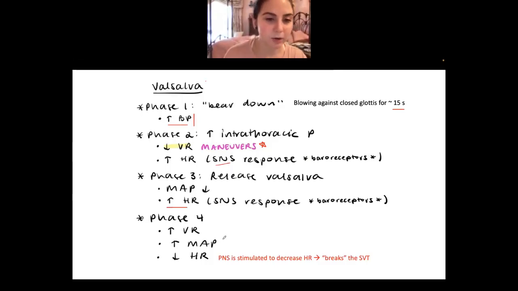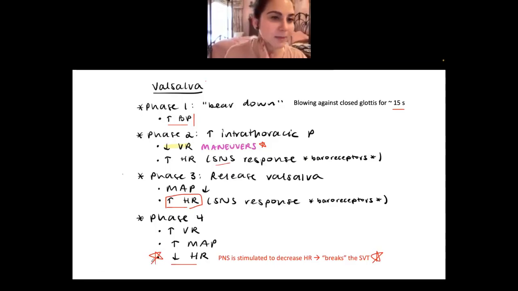So your venous return is going to increase. Your mean arterial pressure is going to increase. It's going to go back to normal. And this is what you're trying to do with the SVT: the parasympathetic nervous system actually gets stimulated to now drop the heart rate. It's like, hey, I don't need this fast heart rate anymore. So physically, the vagus nerve gets activated to drop that heart rate, and that's what's breaking the SVT. Pretty cool stuff. So that's basically what they're doing with that.